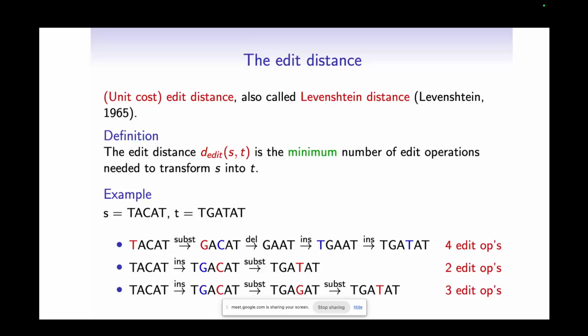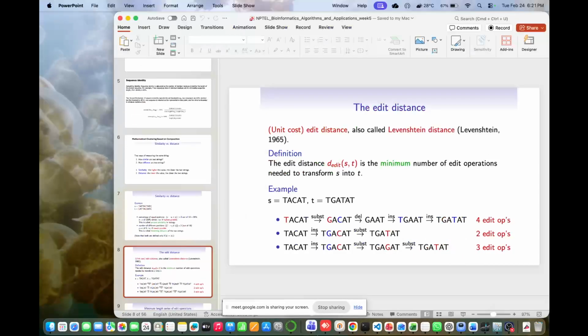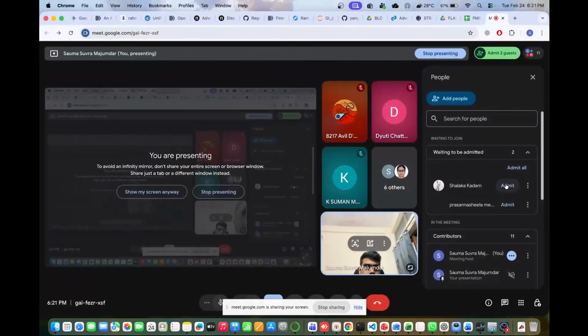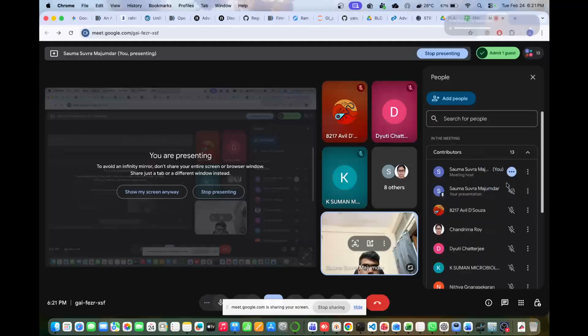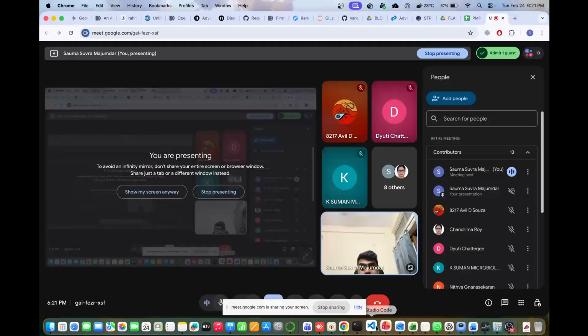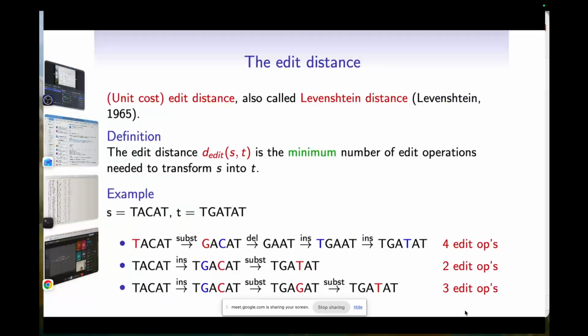It can be inserting indels, it can be substitution, it can be a gap, it can be any of the things that we have used in alignment, right? So what is the minimum number of edits that is needed to convert one sequence to the other is the edit distance of the one sequence with respect to the other.